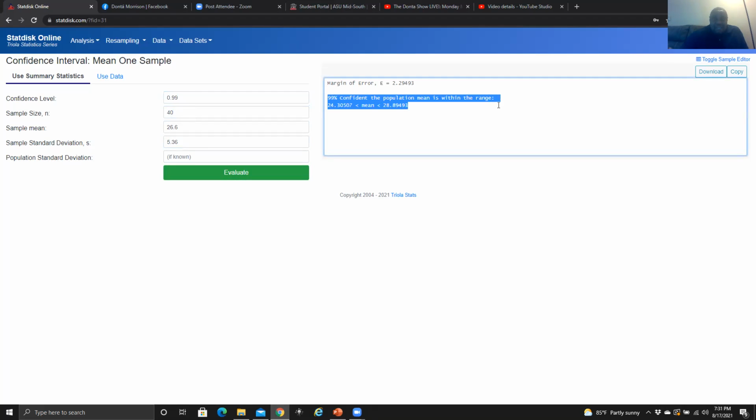And this is our 99% confidence interval. Okay. And that would be, let's see, 24.3 to 28.8. Now they might say two decimal places, so it'll be 24.31 to 28.89. So to interpret that, we can say that we are 99% confident that the true mean BMI for males would fall between 24.31 and 28.89.